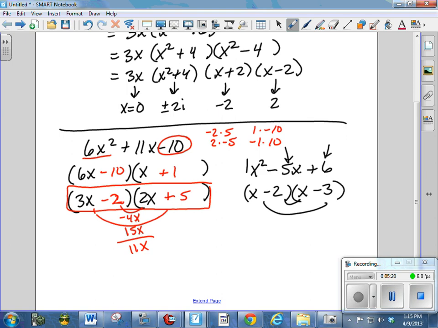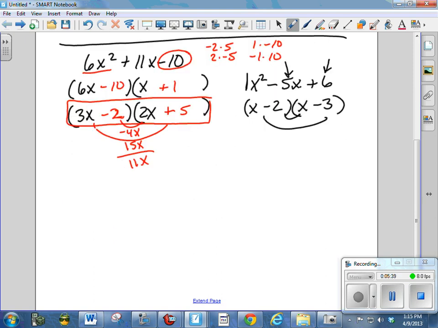That's because this is a 1 here. If this is not a 1, if it's a 6, then there's a little more trial and error. If this has another coefficient that's not 1, because you have to play around with the beginning coefficients as well as the constants to get the middle term.